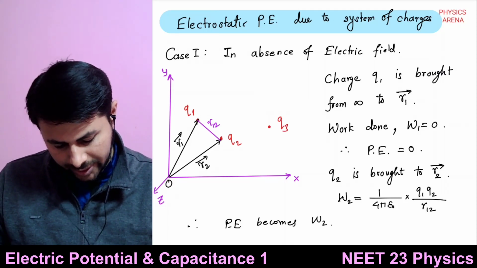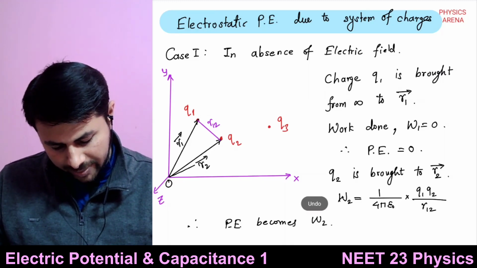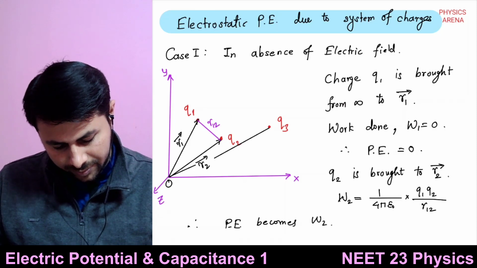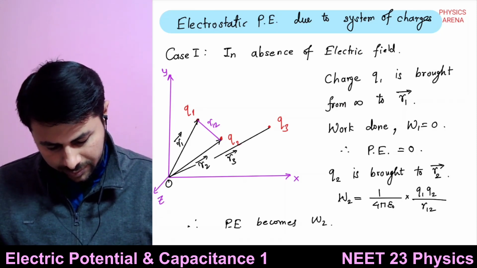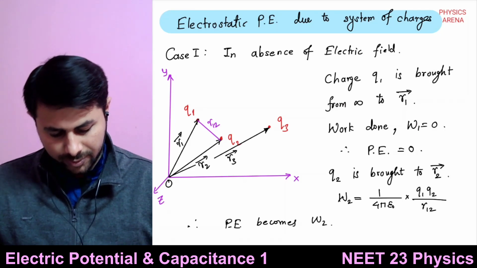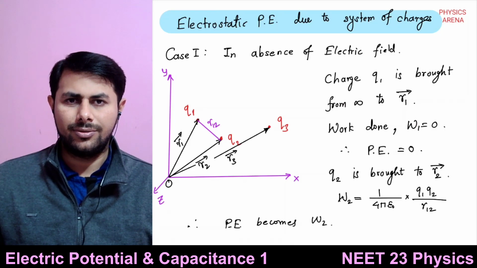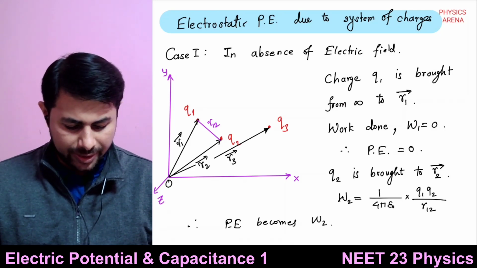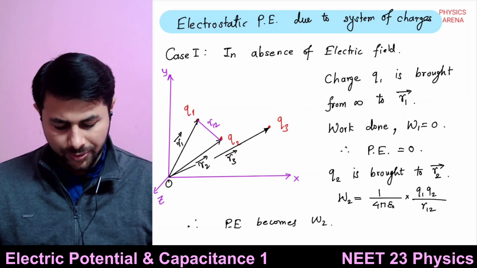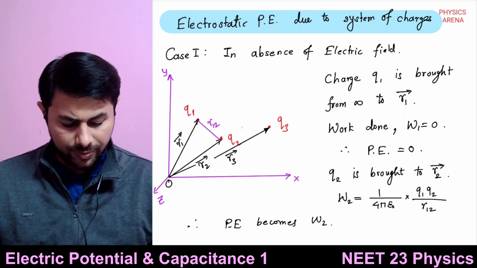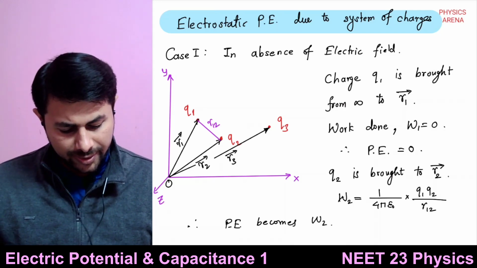And this location is R3 bar. Okay, suppose this is R3 bar where we kept Q3. So now how much would be the work done? When you bring Q3 from infinity and keep it at R3 bar, you have to do work against Q1 also and Q2 also. Both are opposing it, right?